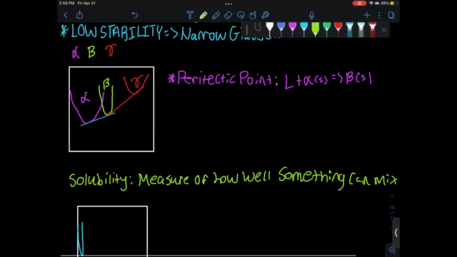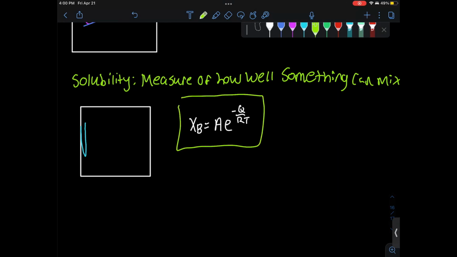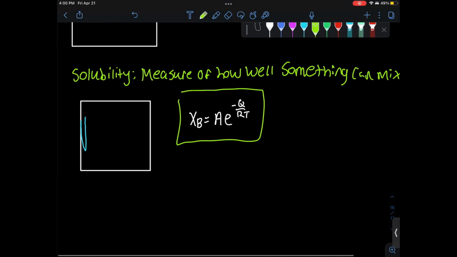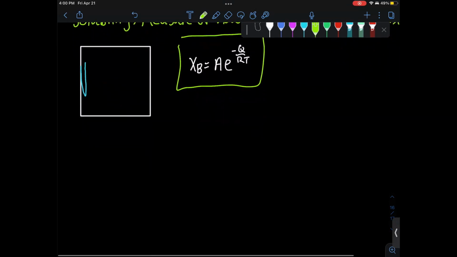Now, the equation we can use which measures this is this kind of equation, which I don't think we will be asked too much about, but just have that in the back of your head. All right, the very last thing that we're going to be talking about is microstructures.